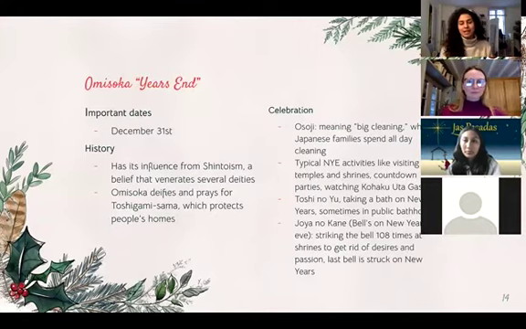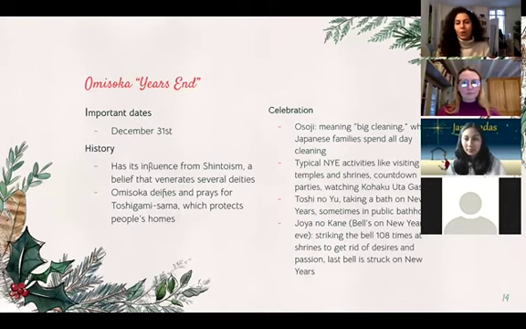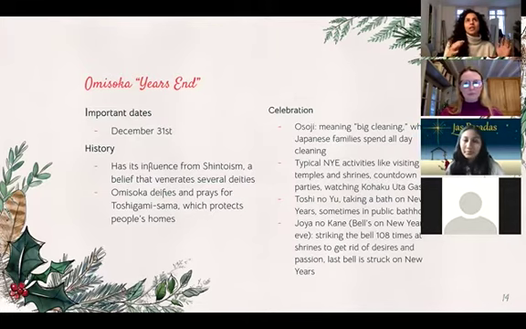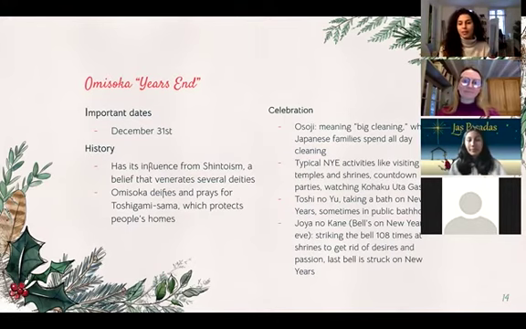in the United States. They might visit temples and shrines and have countdown parties, or watch the Kohaku Uta Gassen, which is almost analogous to watching the New York ball drop on New Year's Eve. It's a public music TV show in Japan.